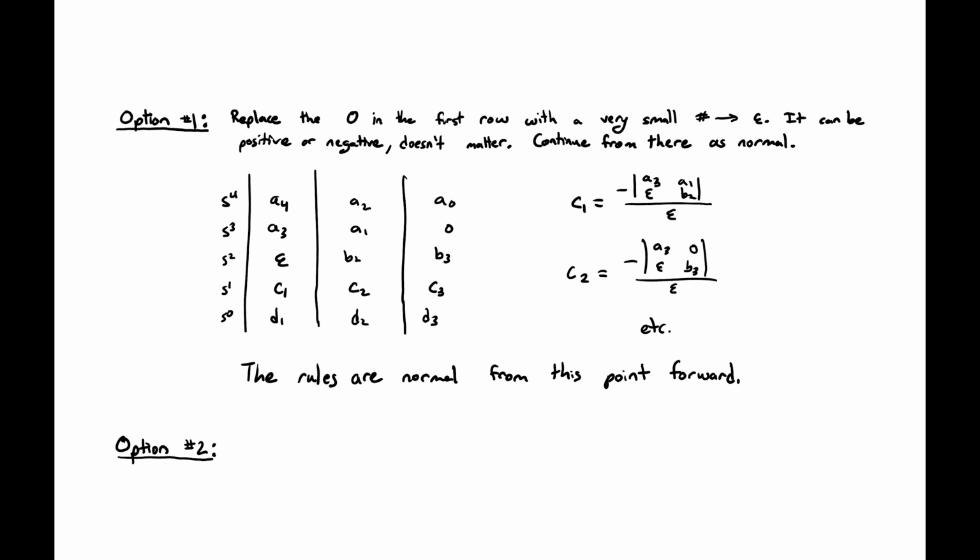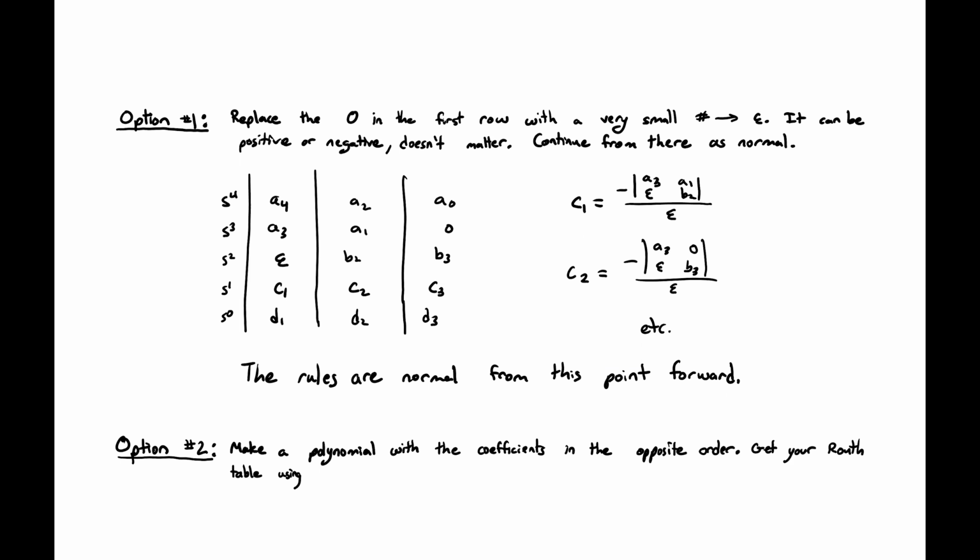Right. Option number 2 is to take the polynomial that we had, that d of s, and we're going to take all the coefficients and put them in the exact opposite order and then do a Routh table for that. So essentially, we had a0 all the way at the end, multiplied by s to the 0. a0 now goes with the highest order term, a1, a2, a3, a4, and so forth there, right?